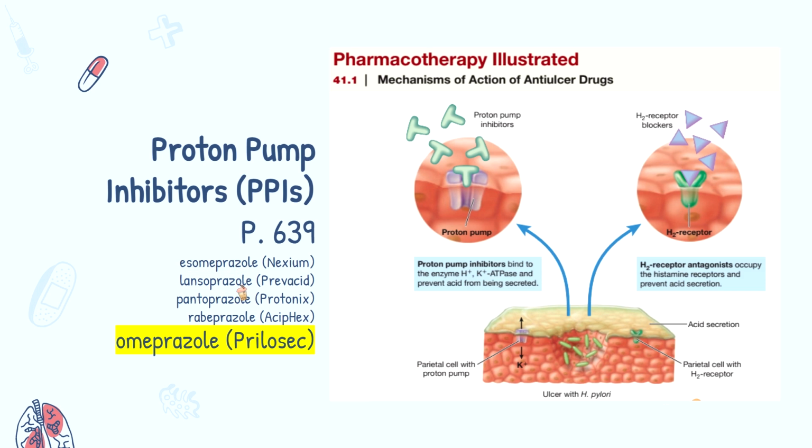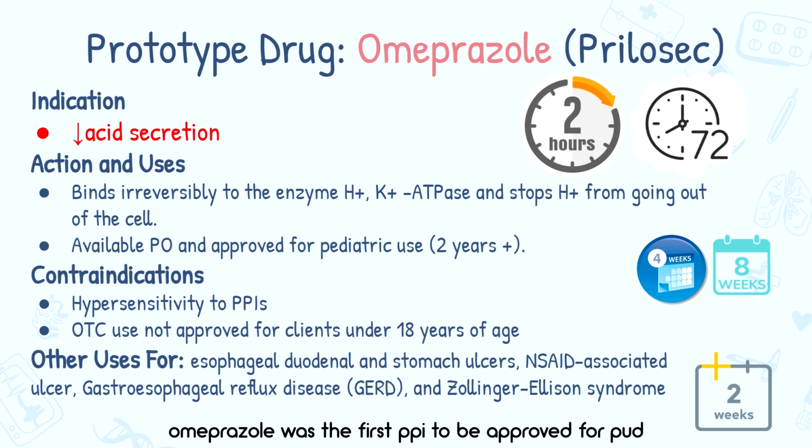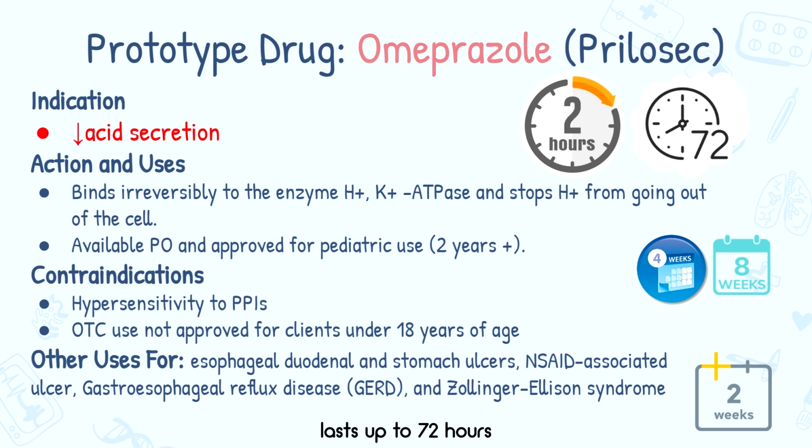esomeprazole, lansoprazole, pantoprazole, rabeprazole, and most importantly, omeprazole, Prilosec. You will need to know this drug. It's important. Omeprazole was the first proton pump inhibitor to be approved for peptic ulcer disease. It reduces acid secretion in the stomach by binding irreversibly or permanently to the enzyme hydrogen potassium ATPase. It takes 2 hours to reach a therapeutic effect and lasts up to 72 hours. It is used for short-term, 4 to 8 week therapy of active peptic ulcers.